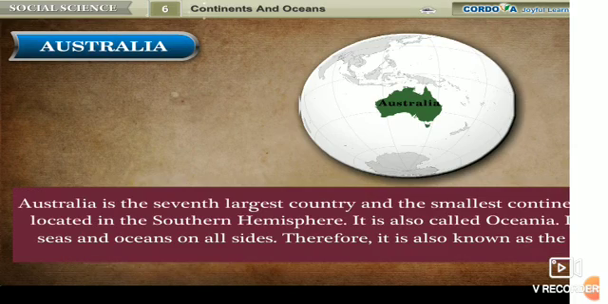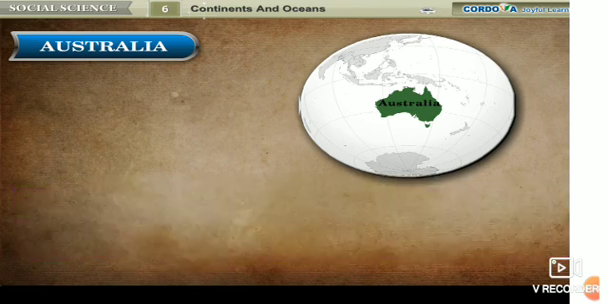Australia. Australia is the 7th largest country and the smallest continent in the world. It is located in the southern hemisphere. It is also called Oceania. It is surrounded by seas and oceans on all sides. Therefore, it is also known as the island continent.